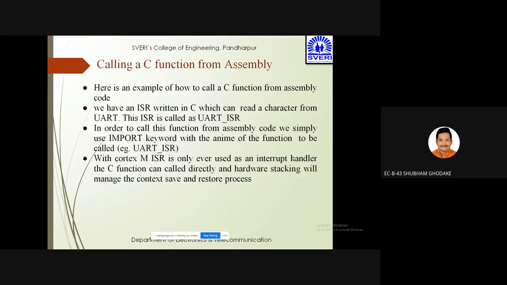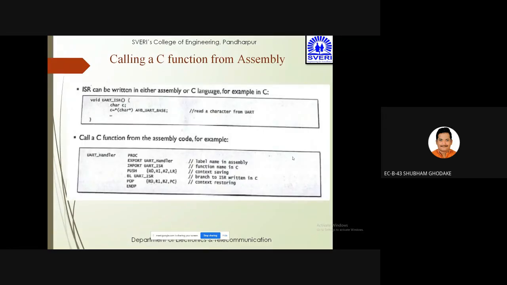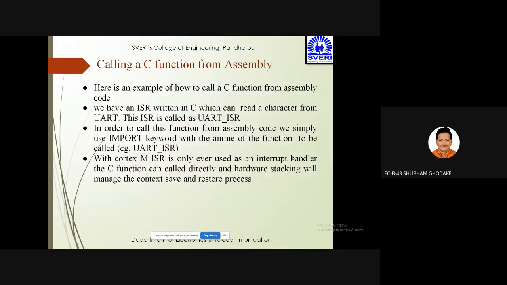So in order to call this function from assembly code, we are calling C from assembly, we can simply use the import keyword, meaning we can import directly. If we are using import here, you can see that there are two, export and import. If we say import UART ISR, that means you're calling that function in C from assembly.